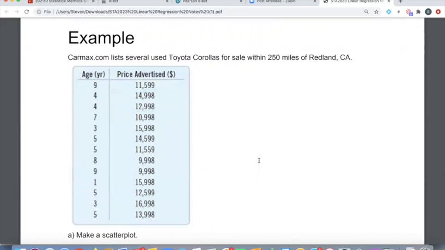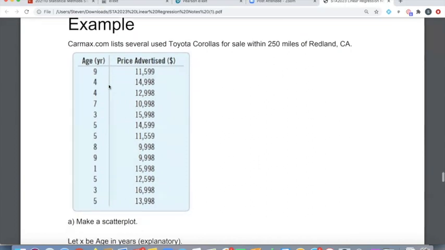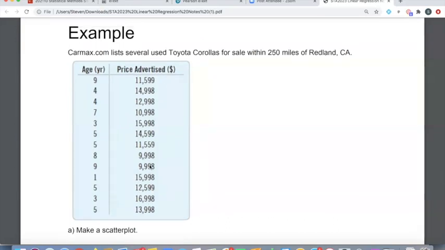This is a problem from your book. We have here a whole bunch of used Toyota Corollas and the price that they're selling for. First thing we want to do is decide who's the explanatory variable and who's the response. We have to make that decision. Do we think age would explain the price, or do we think price would explain the age?